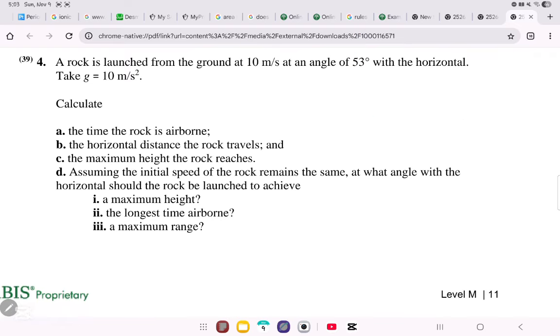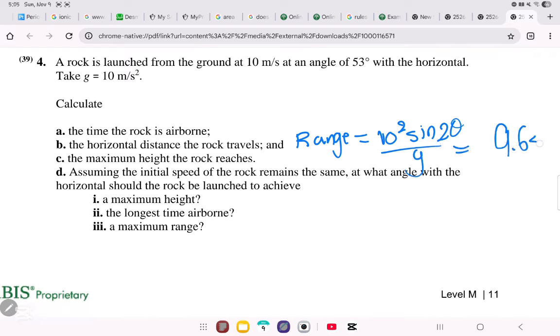For part B, the horizontal distance that the rock travels. The horizontal distance that the rock travels is the range. So what's the equation of the range? Very simply, the equation of the range is v0 squared sine 2 theta over g. So basically, you put it on the calculator, substitute all the values, and you will get 9.6 meters.